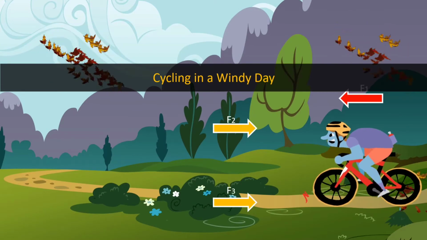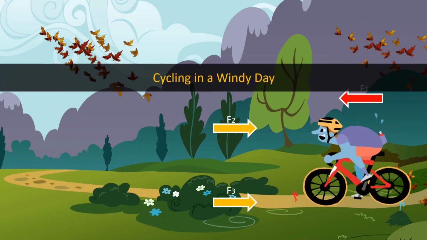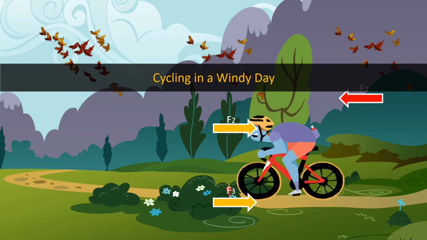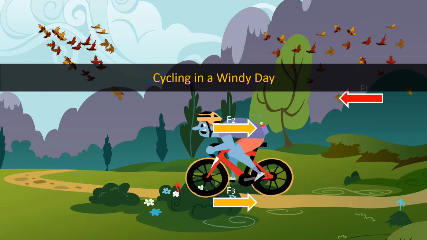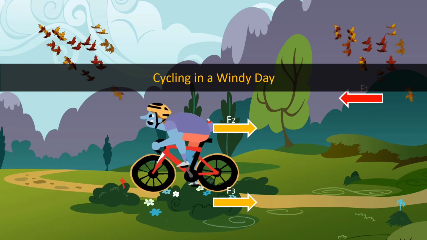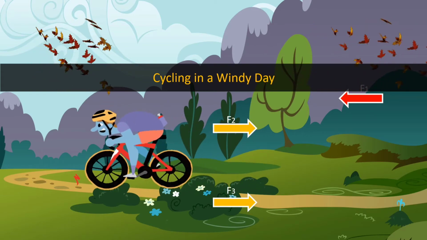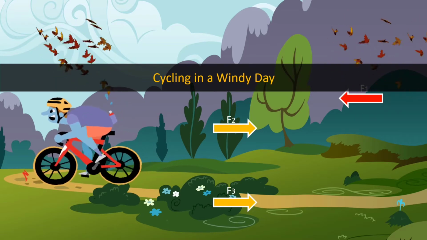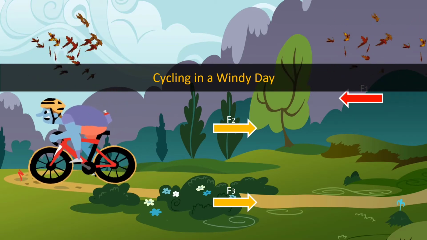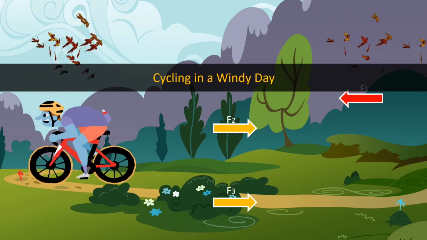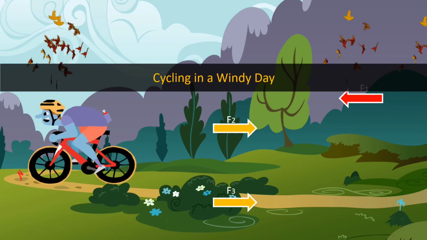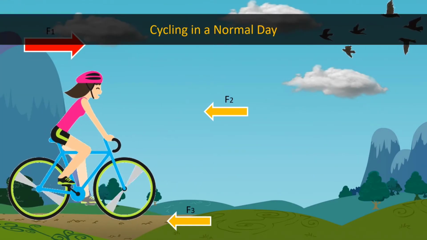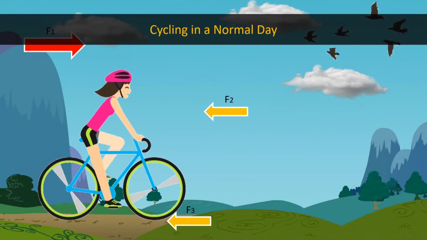Why is it difficult to do cycling here? It's because the resultant force is very less. Resultant force is the total vector sum of the given forces. Sum here doesn't refer to addition. The force of wind is very high in the opposite direction of motion. The resultant force will be F1 minus the sum of F2 and F3. In this scenario too, the resultant force will also be the same.